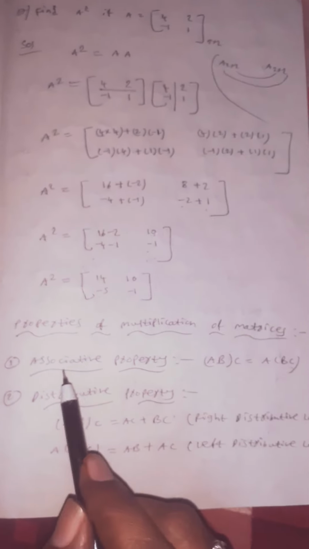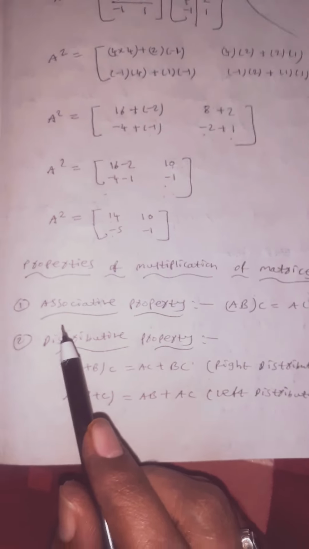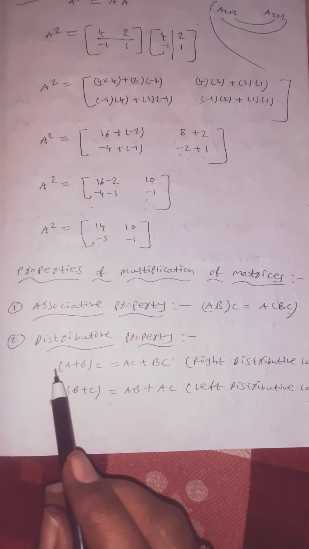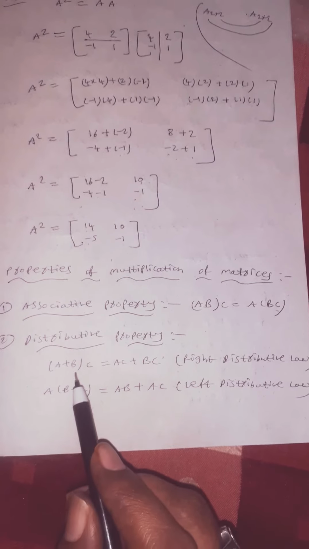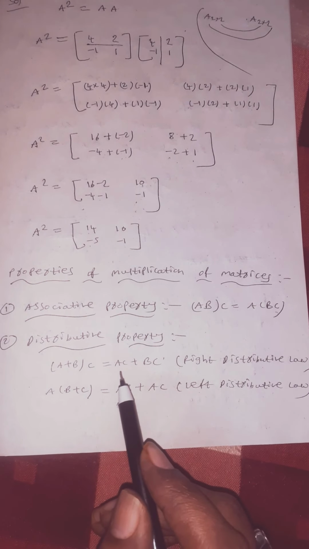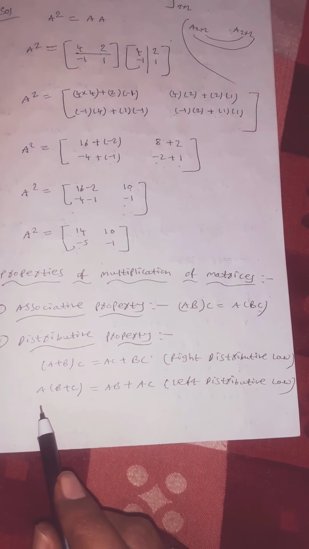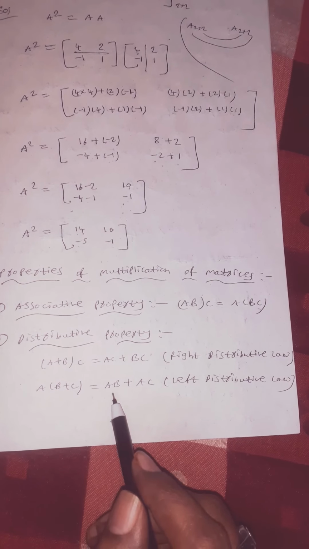Next, properties of multiplication of matrices. First property is the associative property: (AB) into C is equal to A into (BC). Next, the distributive property. (A plus B) into C is equal to AC plus BC. This is the right distributive law. Next, A into (B plus C) is nothing but AB plus AC.